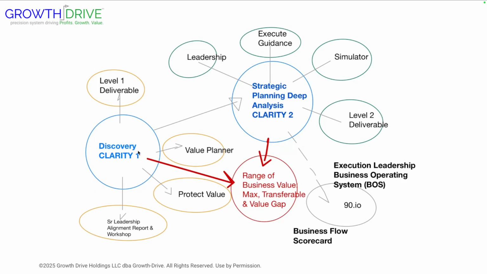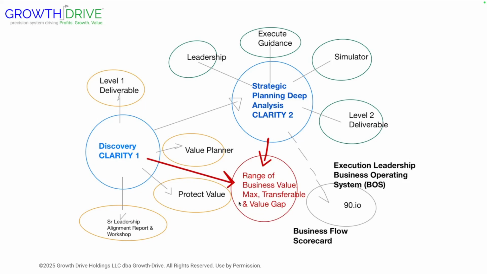Now, what else will Level 1 do? It generates a deliverable. Great. 26 pages explaining the relationship between strategic capacity and the transferable value of the business. And there is a ton in there, so you can download a sample on the website. You can also use Level 1 to run a senior leadership alignment report. How does the senior team see capacity? And use that report to run a workshop. These are revenue generating activities for you as a growth advisor.